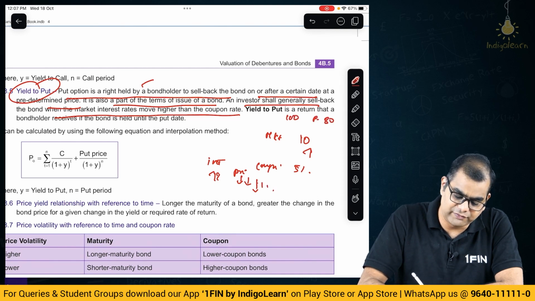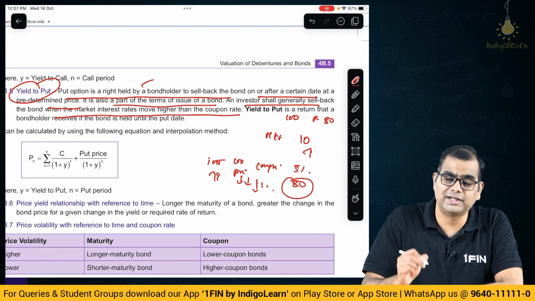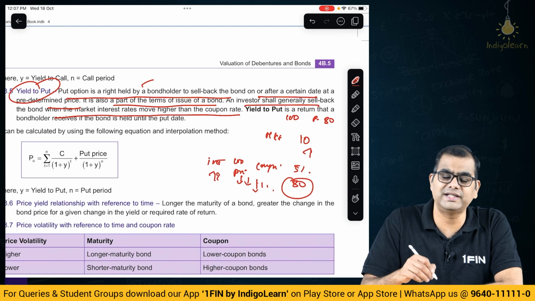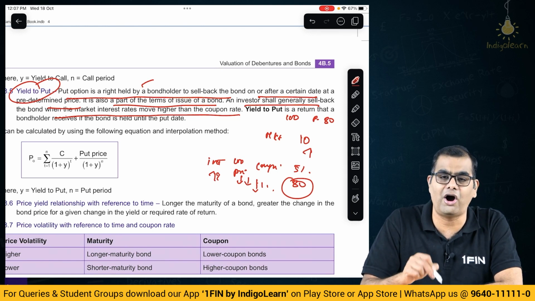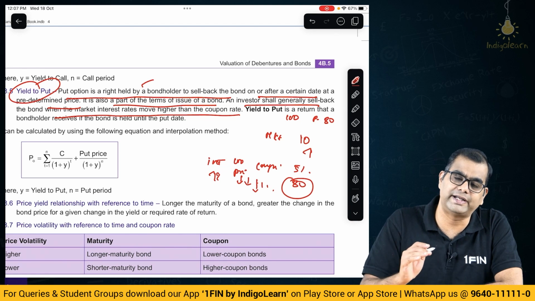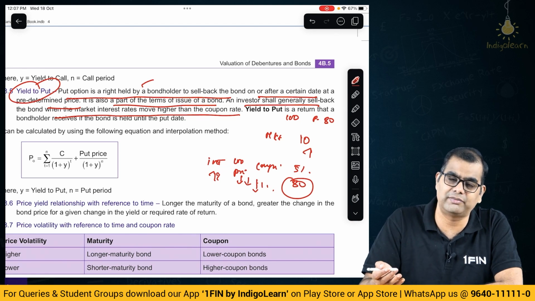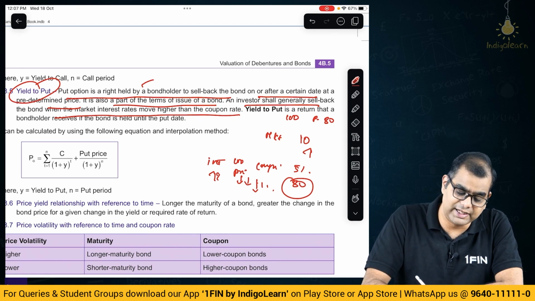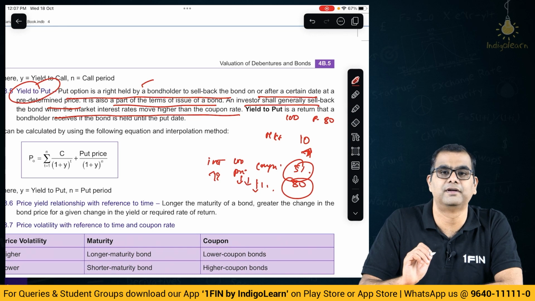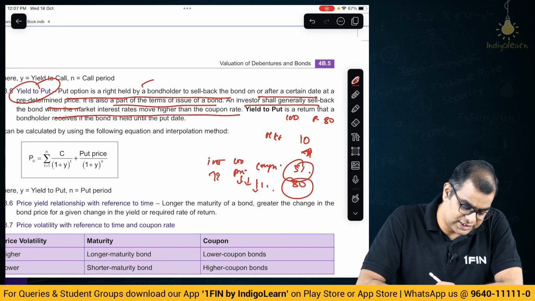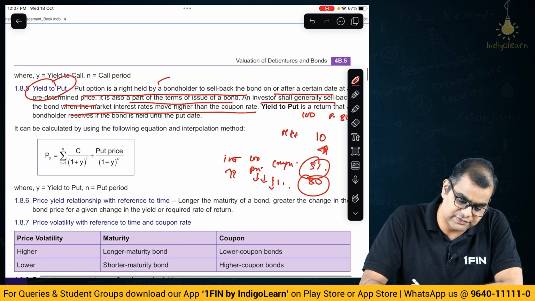So, the price keeps falling from 100, and the day it reaches 80, the existing bondholder is indifferent between having this bond at 80 or selling back to the company at 80, because once they sell it back to the company at 80, they will get that 80 and they can invest it at 10% or 11%, whereas if they keep it with this company, they will only get this 5%. Okay, so in such a scenario, what is the price of the bond, or what is the yield to put of the bond?